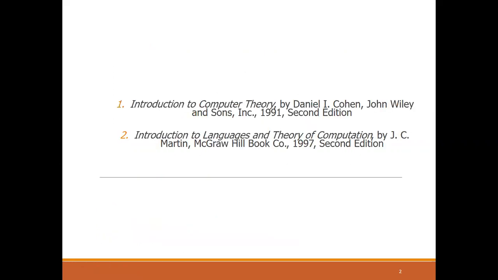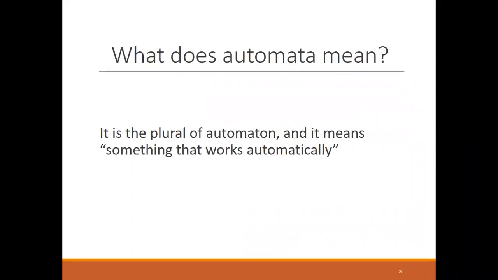The first one is Introduction to Computer Theory by Daniel I. Cohen, published by John Wiley and Sons. And the second book is Introduction to Languages and Theory of Computation by J.C. Martin, published by McGraw-Hill Books. You can go for any of them to consult and understand the concepts related to theory of automata, but you have to buy the latest edition.